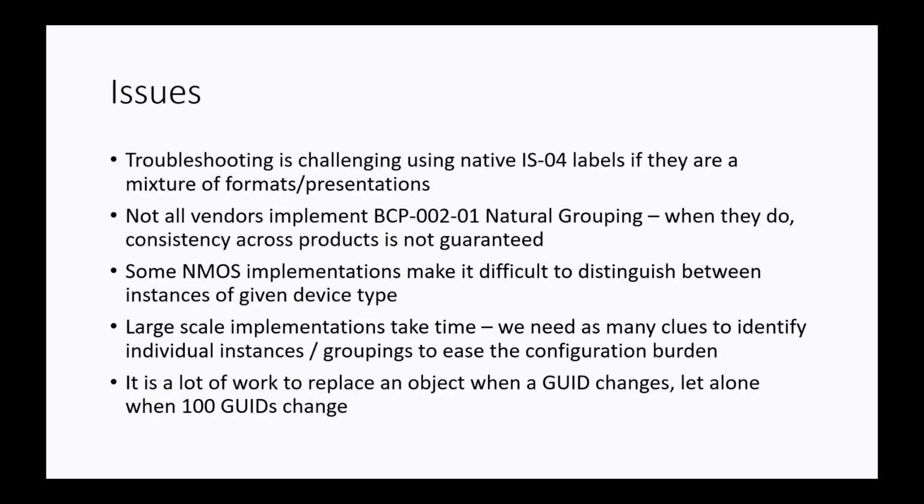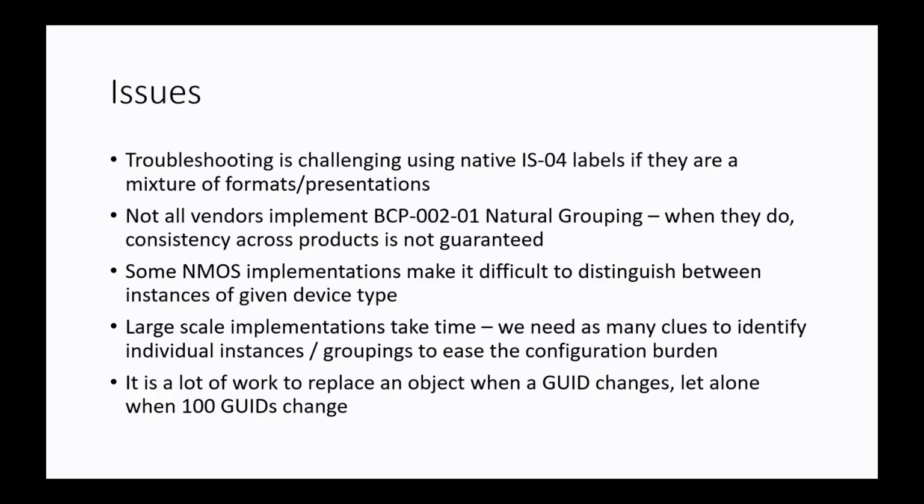Okay, so some of the issues we found. As I've said before, troubleshooting gets challenging using native ISO 4 labels, especially when those labels are in a mixture of formats and presentations. Not all vendors use natural grouping, so there aren't many clues from looking at raw ISO 4 information to figure out, okay, you've got this thing and it's got some devices and it's got some senders, but how are they linked together? I don't know, because your labeling is weird and you're not using logical grouping.